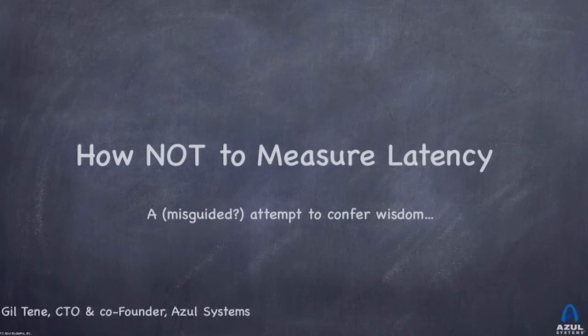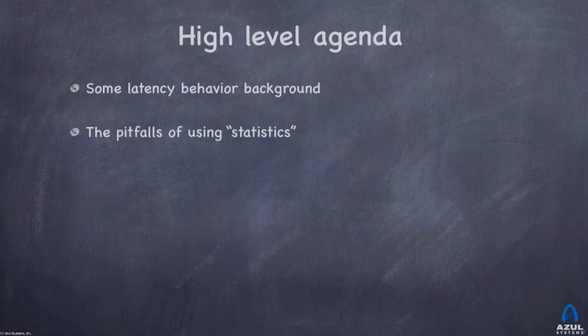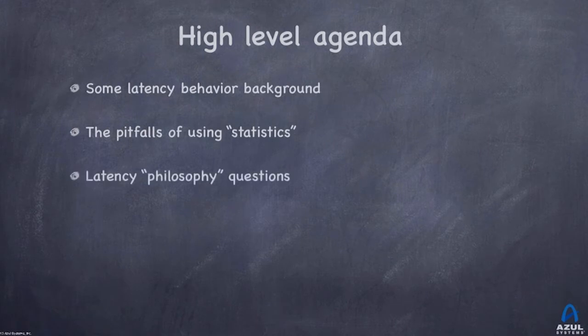When I talk about measuring latency in general, it's always in some context. As we go through the talk, I'm going to cover a few things. The beginning would be just some background about latency, how people tend to think about it, what's wrong about how a lot of people think about it, and some of the common pitfalls around how people use statistics to describe latency behavior and how often they misuse them. We'll get into some philosophical questions of why we measure latency to begin with. What is the purpose? What is the reason? And it varies across different systems.